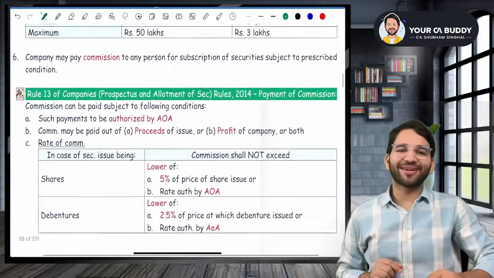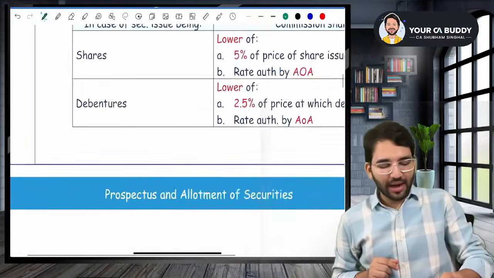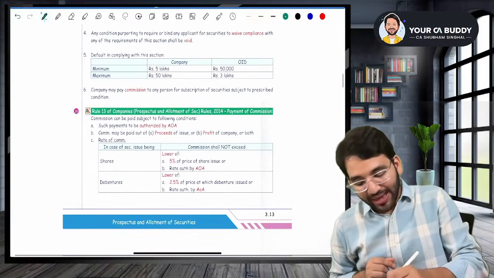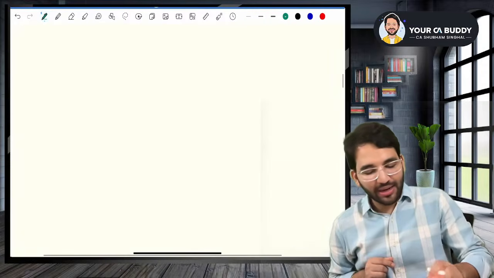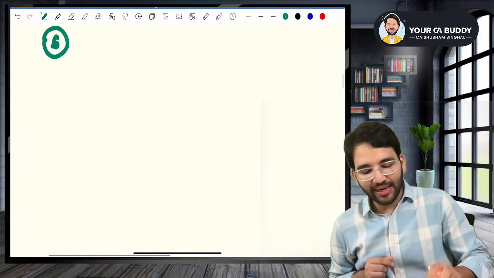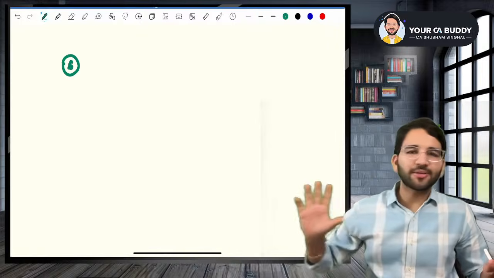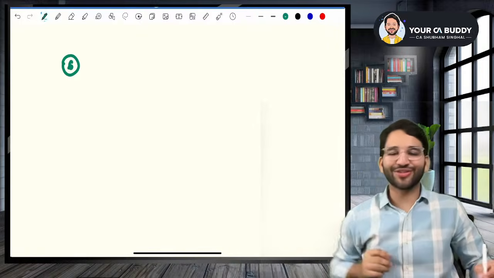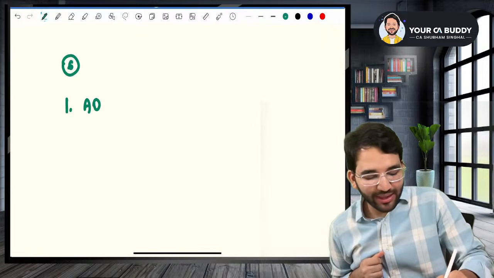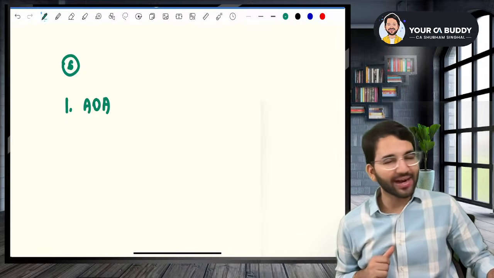Now coming to the last part, sir. What is underwriting commission? A company wants to give underwriting commission. Can they issue it? For underwriting commission, you have to remember 6 conditions. Please learn these by heart along with me. What are the 6 conditions? Number 1, the underwriting commission has to be authorized by the AOA.